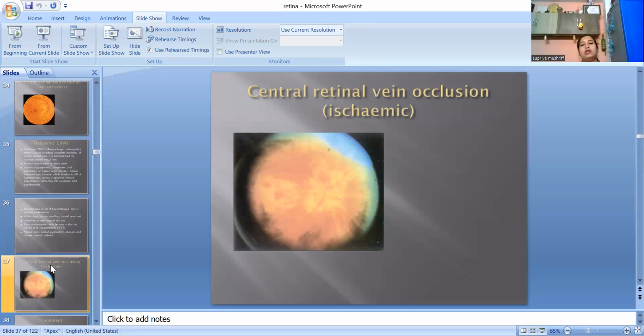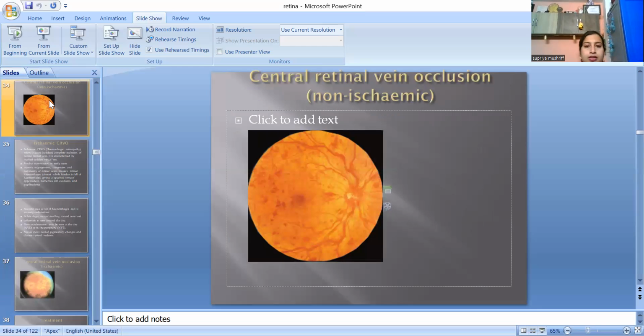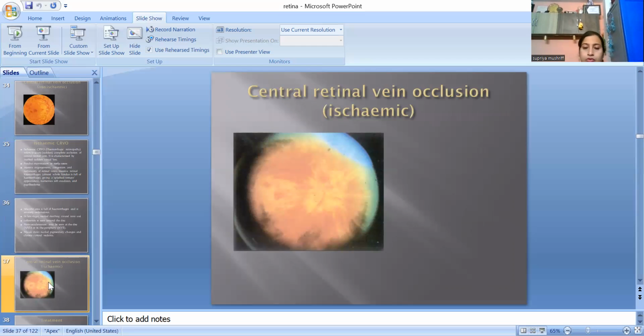Now this is the picture of central retinal vein occlusion of ischemic type. You can see the difference between this picture and this picture. This is non-ischemic type with very less hemorrhages. Here it is very gross, superficial hemorrhages, retinal hemorrhages, which is very vigorous looking. So it is tomato splash appearance, ketchup appearance. So this is the characteristic feature of this ischemic retinopathy, which occurs in all quadrants with disc edema.